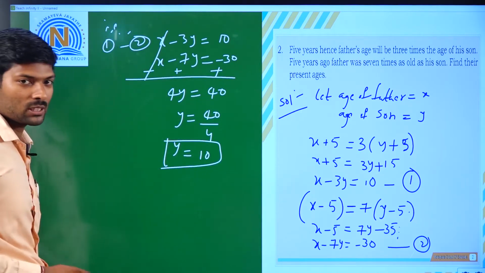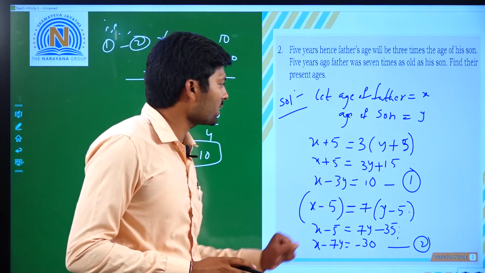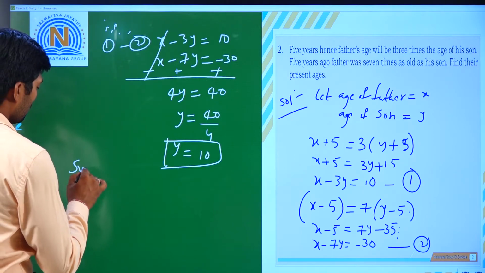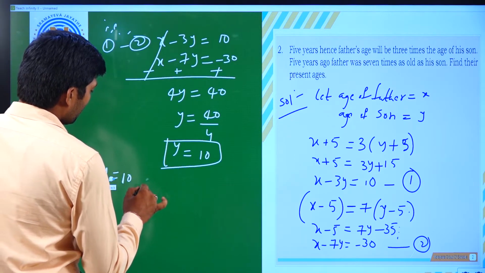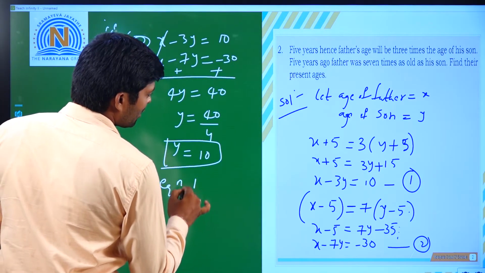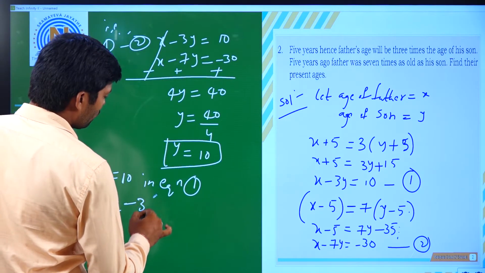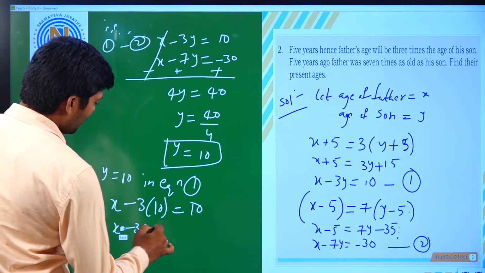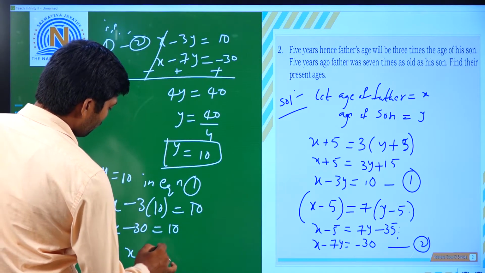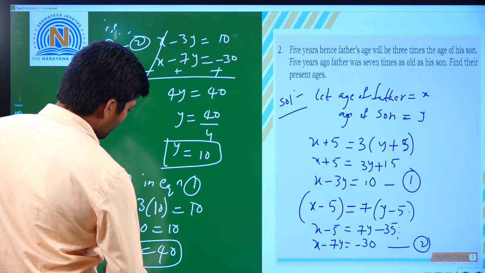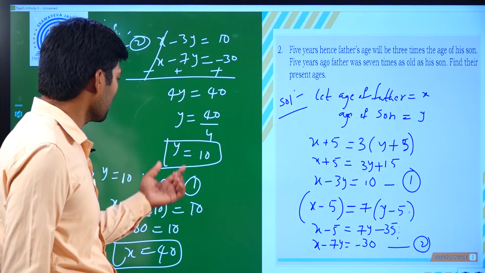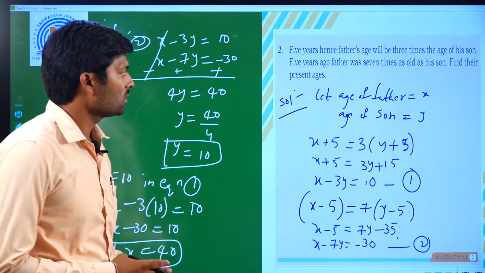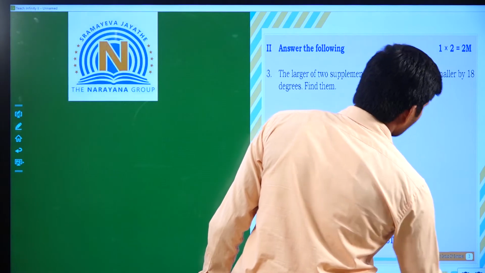So y is equal to 10. Similarly, find the value of x. Substitute y is equal to 10 in equation 1. So x minus 3 into 10 is equal to 10. So x minus 30 is equal to 10. So x will become 40. So the age of the father is 40 years and the age of the son is 10 years. Let's go for the next question.